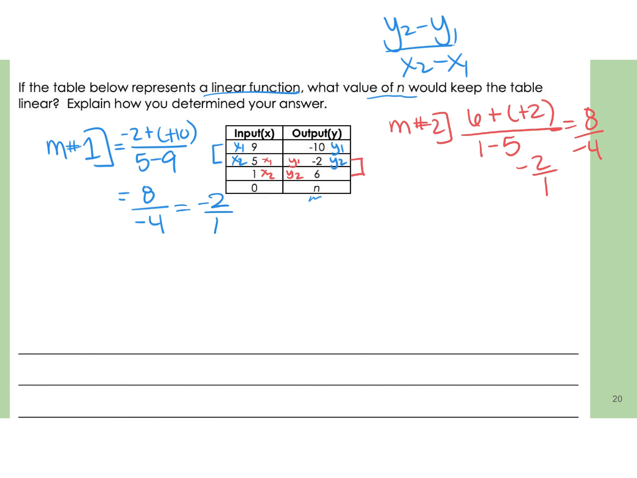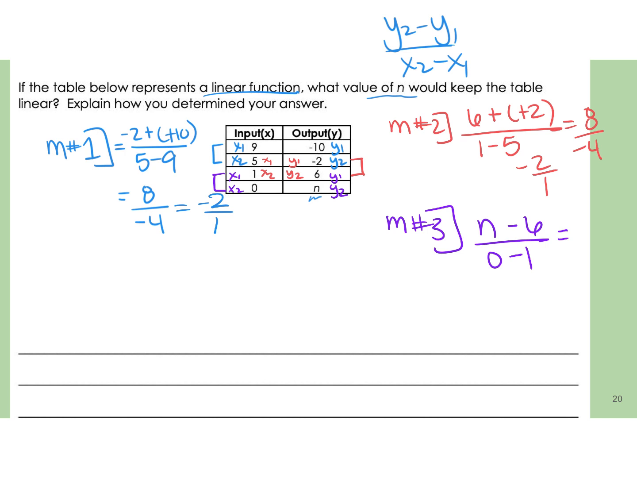So now I'm going to figure out what I need to plug in for that n to make sure my slope is -2. So I'm going to use these points here. Sorry, it's getting crowded. This is now my x1 and my x2. This is now my y1 and my y2. My slope number 3 is n, I don't know what it is, minus 6 over 0 minus 1, okay?